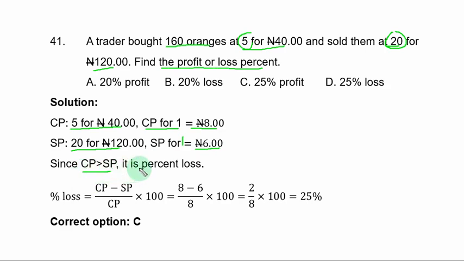For this, we have percentage loss, and the formula is this. So you insert the selling price and cost price into the formula and simplify, and you have 25% loss. Option C is the correct option.